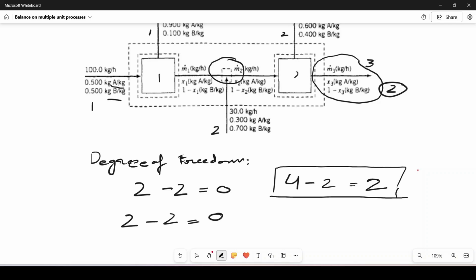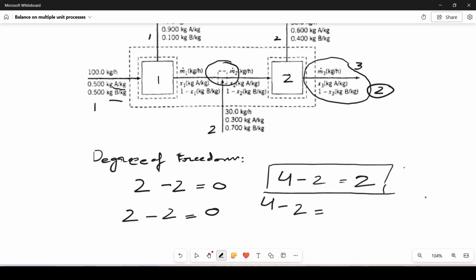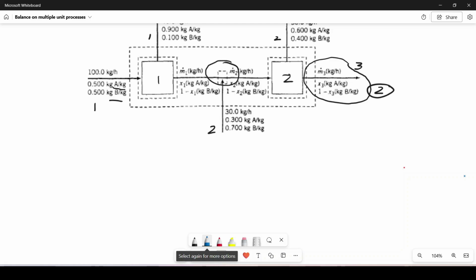And if we move to unit operation 2, here how many unknowns do we have? This time maybe you can pause the video and try to figure it out by yourself. So here we also have 1, 2, 3 and 4 unknowns, and again we have only 2 independent equations from the species balance, so again the degree of freedom is 2.